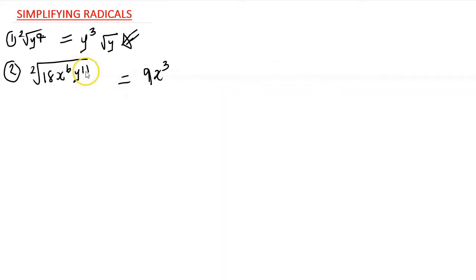What about y raised to the power of 11? 11 divided by 2 is going to give us 5 with a remainder of 1. So this is going to be y raised to the power of 5. Like I said, we need to put the remainder inside the root. So this is going to be the root of y. So this is the answer.